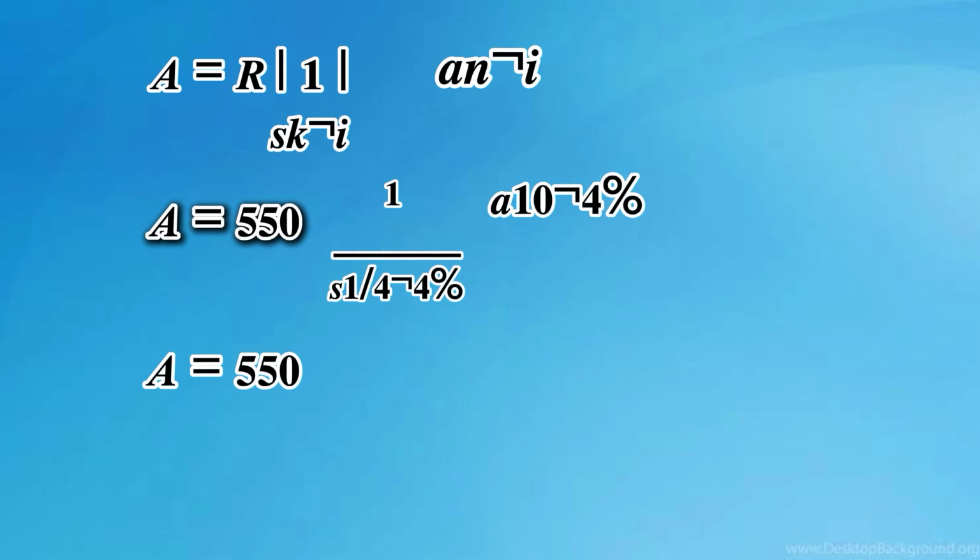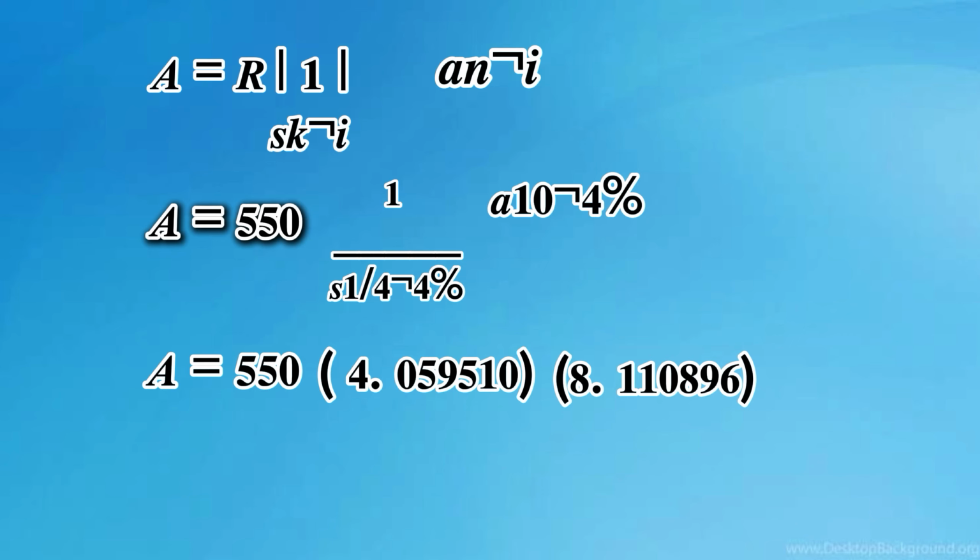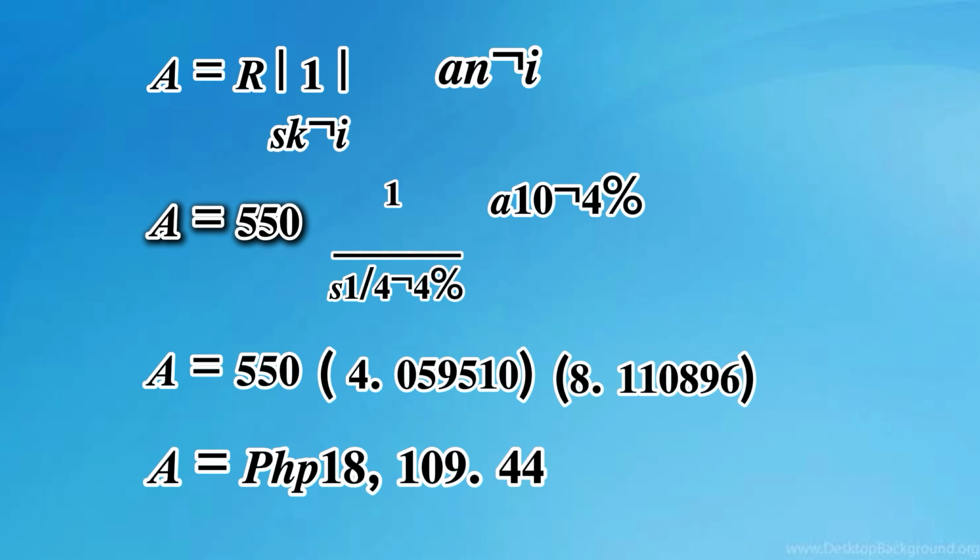So we have the amount of 4.059510. And we're going to the next table to look up the A 10 angle 4%. So we have the amount of 8.110896. So we can solve the amount, which is A is equal to 550 times 4.059510 times 8.110896 is equal to A equals 18,109.44.